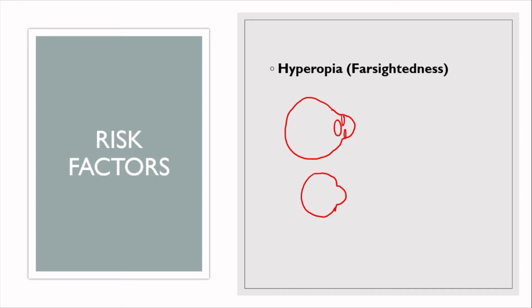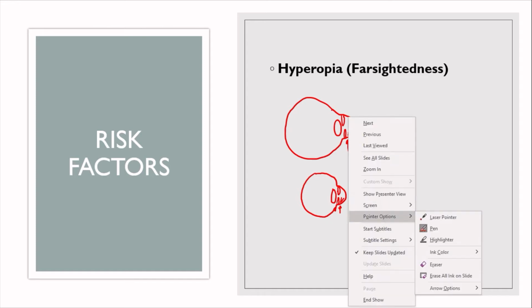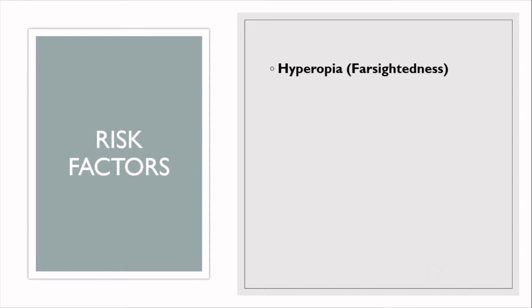Lens and iris. As you can see, the angle of the anterior chamber tends to be wider in a normal eyeball as compared to that in a hyperopic eyeball. And that's one of the reasons why there is greater potential for blockage in this kind of eye.